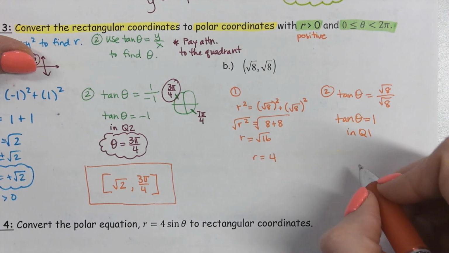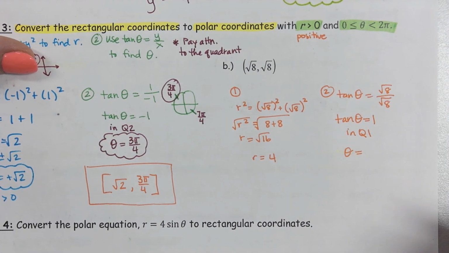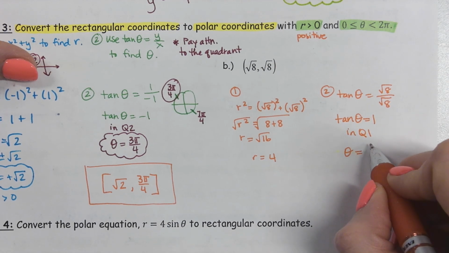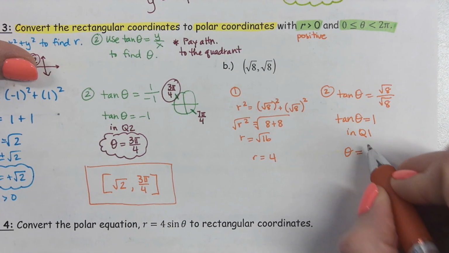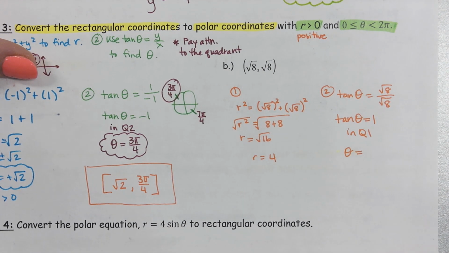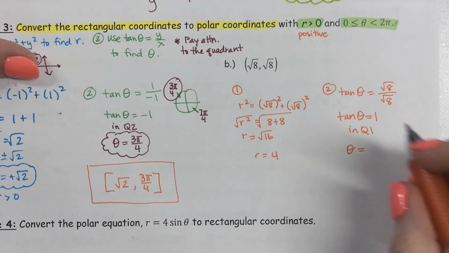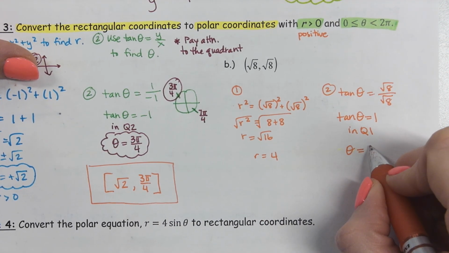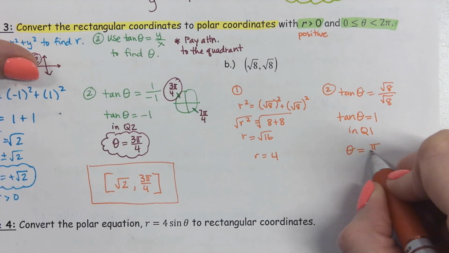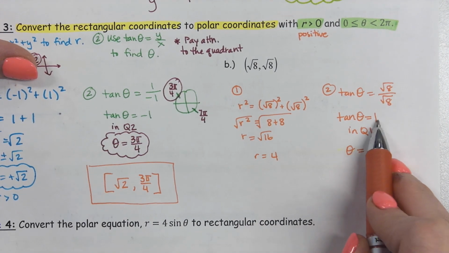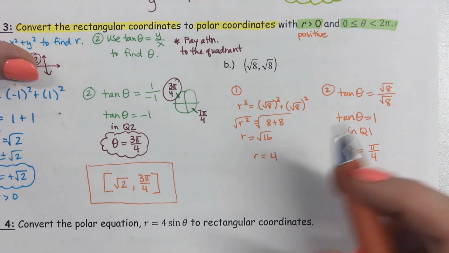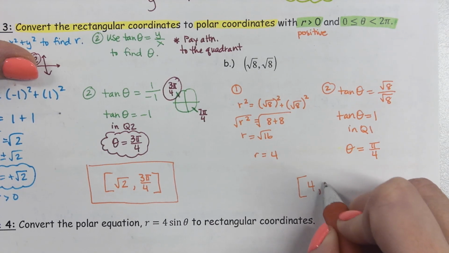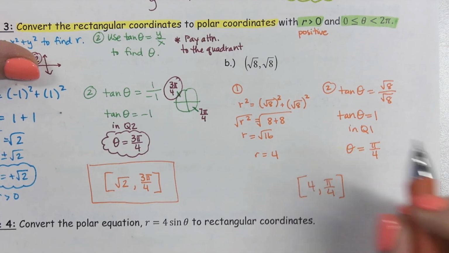Okay, and Ali, what'd you get for your theta value? No, you didn't. That's not what you wrote down. Your theta, what'd you get for theta? Pi over 4. Yeah, yep. So the tangent is 1, and then in quadrant 1, that would be at pi over 4.